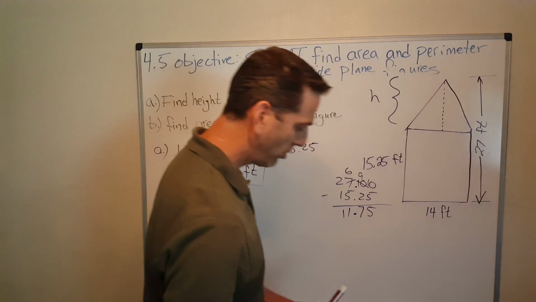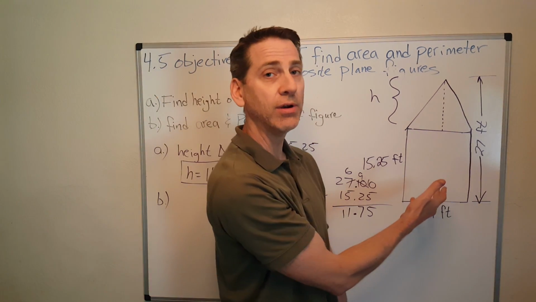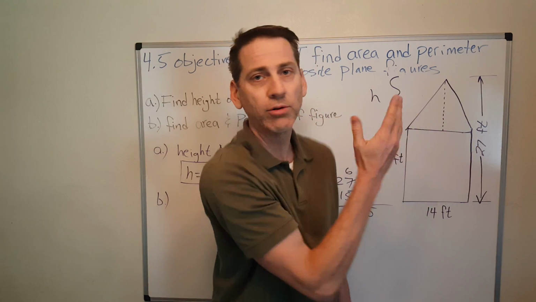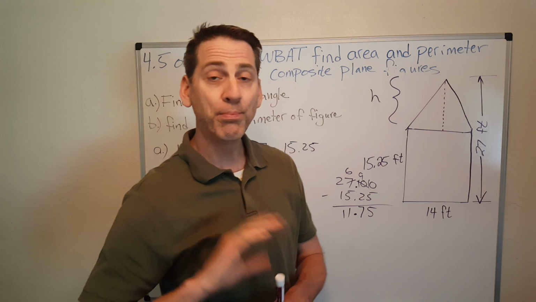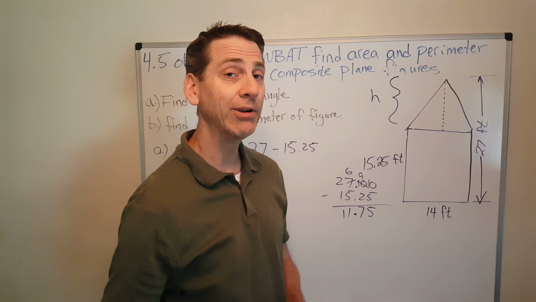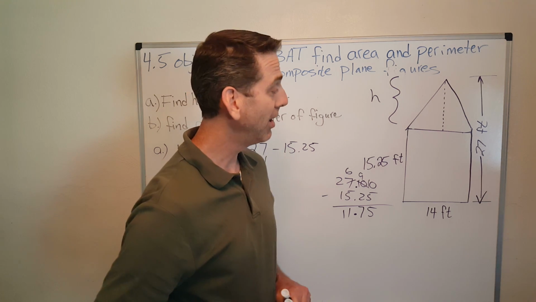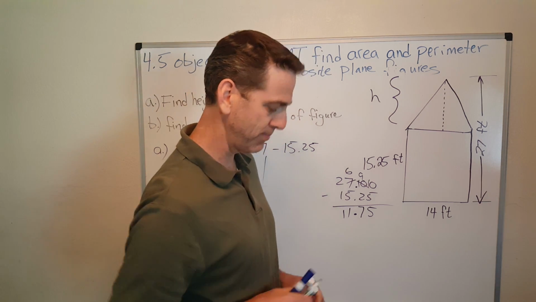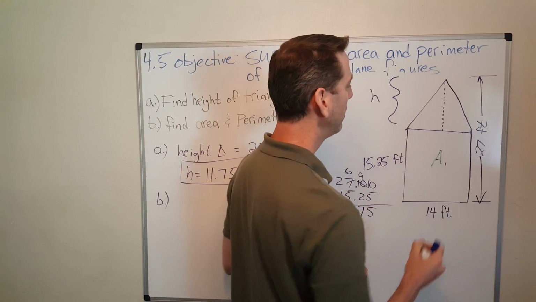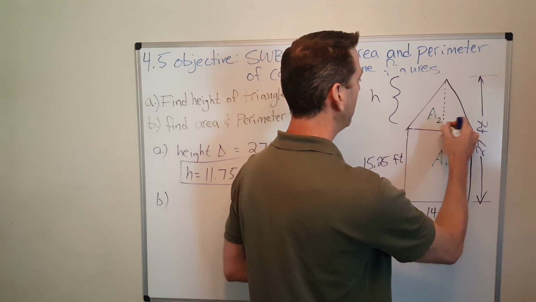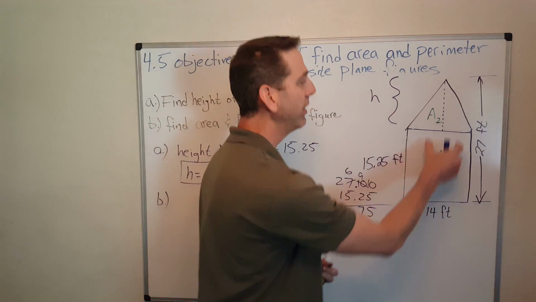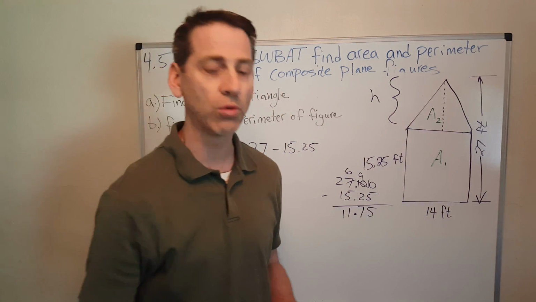Okay, so in order to do that, I don't have a formula that can tell me how to find the area of this shape. But I do have a formula that helps me find the area of a rectangle. So I'll call this area 1, and I'll call this area 2. If I can find area 1 and then find area 2, add them together, I'll get the total area.